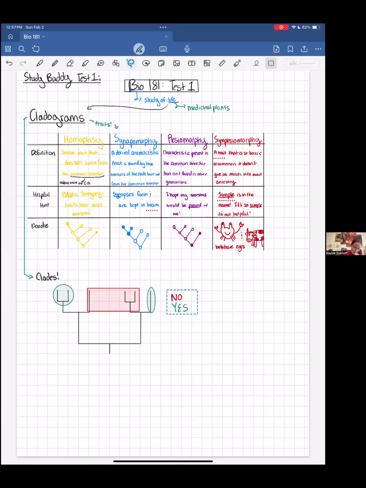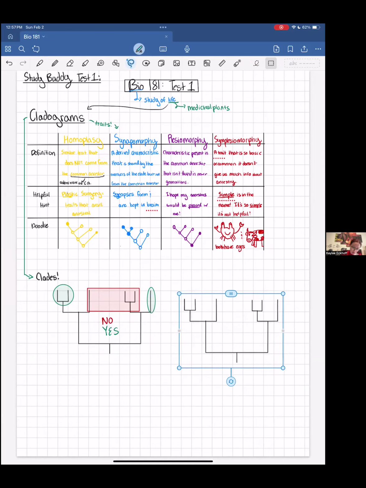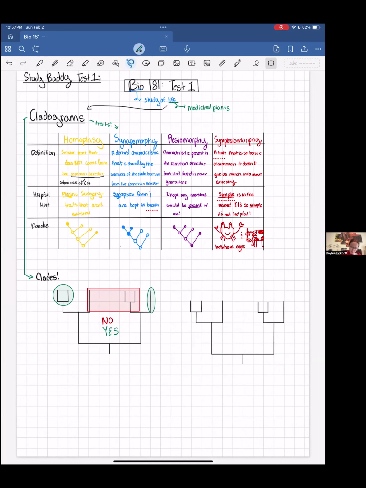I'm going to move this no and yes. Whoa, why is that connected? That's crazy. There we go. I'm going to move that no and yes in there. And then we're going to draw another one because we need to talk about different kinds of clades now.